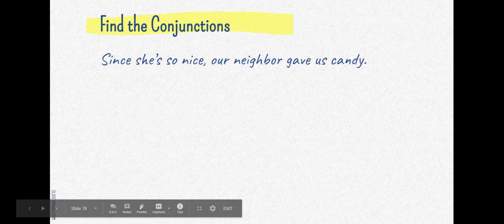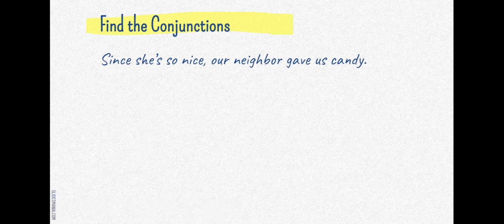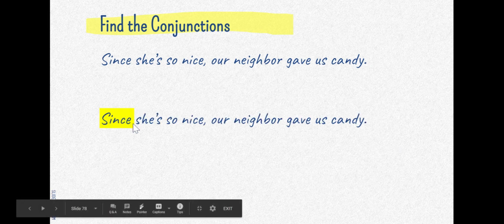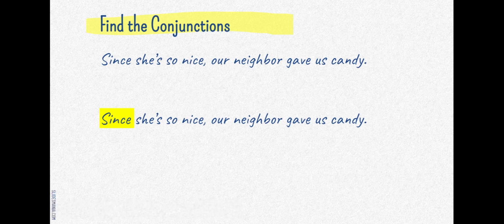Since she's so nice, our neighbor gave us candy. Find our conjunction here. This one's a little bit tricky. Our conjunction here is since. That seems a little bit odd because it's at the beginning of the sentence. But remember, I told you those subordinating conjunctions can do that. Since is joining she's so nice and our neighbor gave us candy.